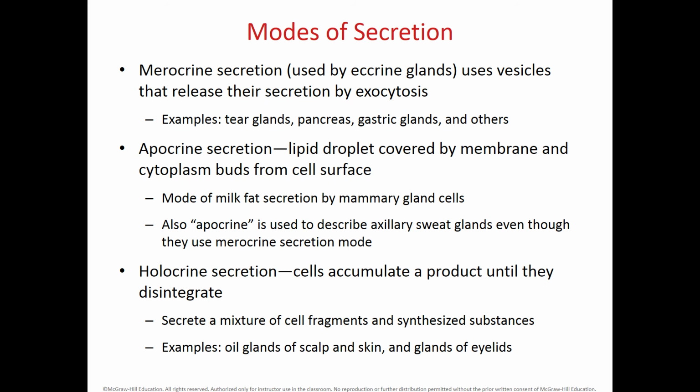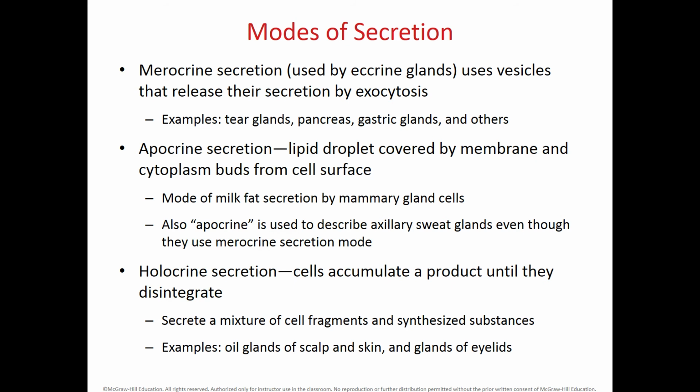Now, the apocrine secretion can be found in the mammary glands, in which you are producing this milk and you are secreting the globules of fat within the milk. Also, apocrine is used to describe the secretion of axillary sweat glands, even though they use merocrine secretion mode. So basically it's through exocytosis. So it's not precisely apocrine, but it is used to describe that.